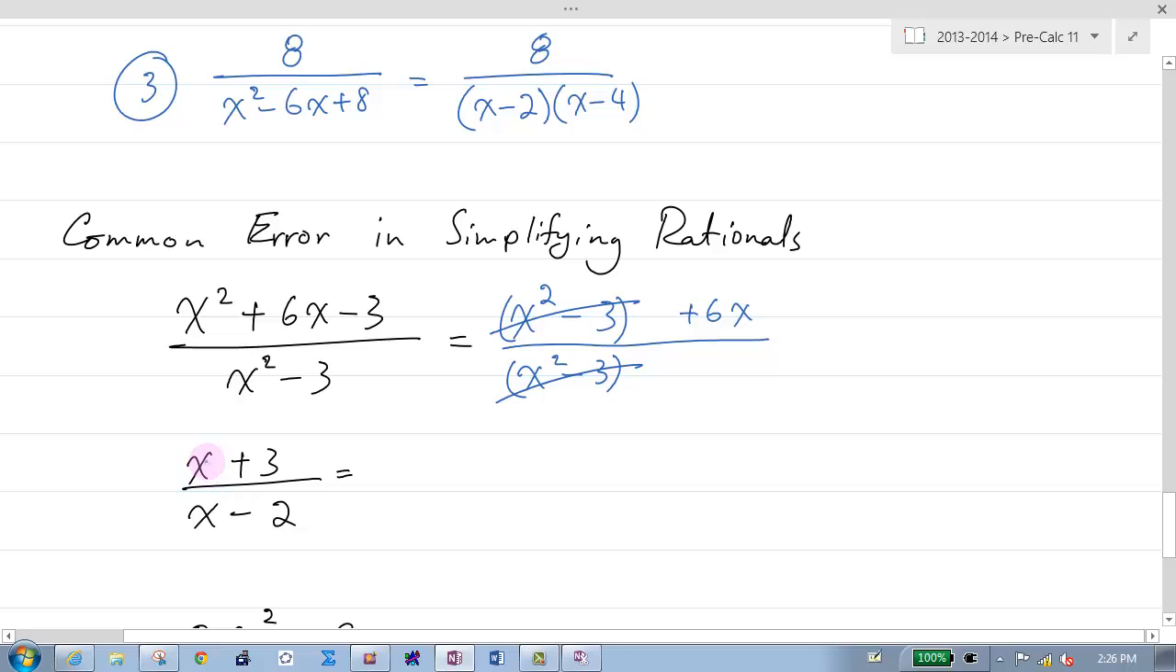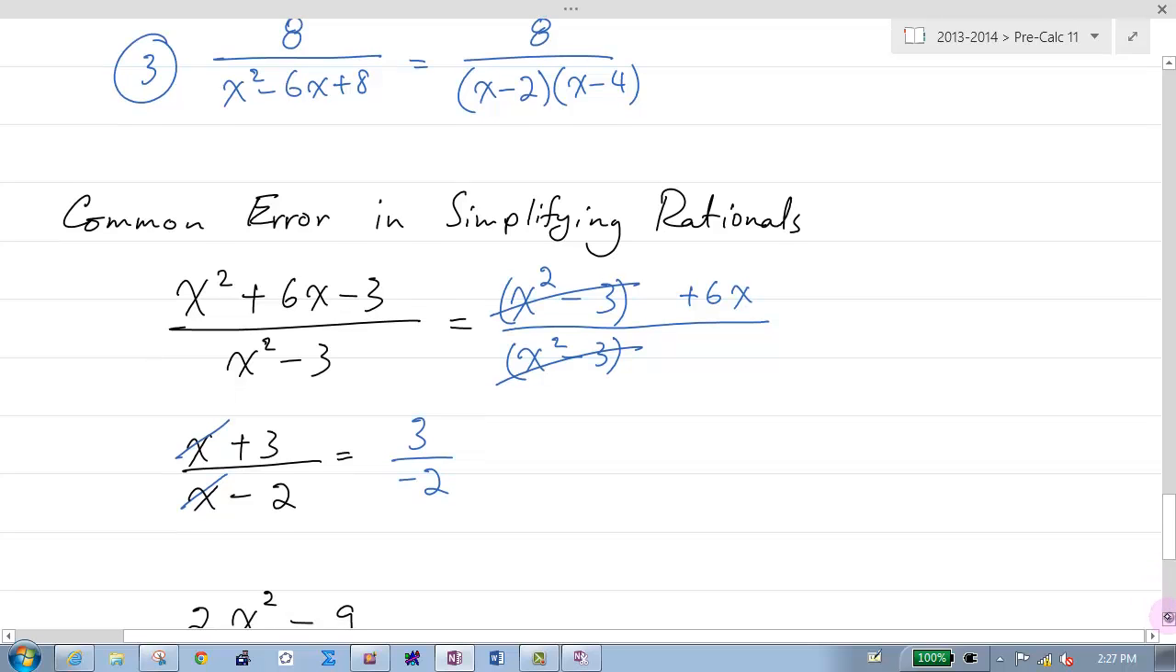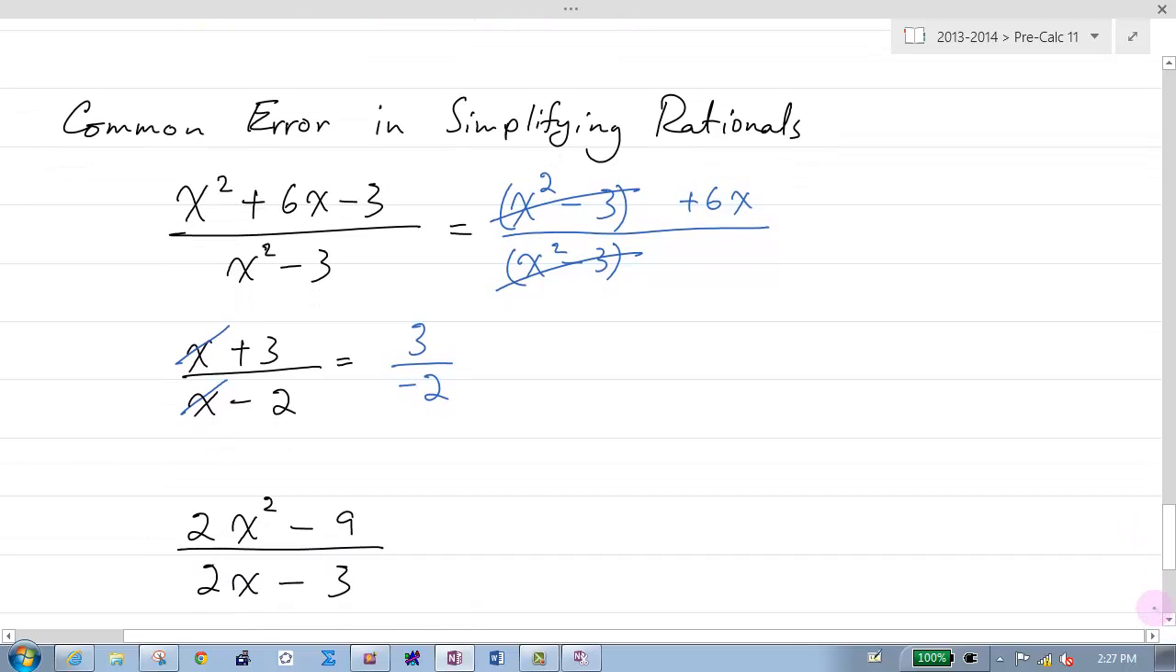Another common error: you see something that's common in the top and the bottom as one term, right? A lot of people just cancel the x's and write it as 3 over -2. Very common. What is wrong with that? Same thing, right? These terms are added to each other. They're separated by plus and minus. These are separate terms. They're not factors, right? So notice that I keep repeating that they're not factors, right?